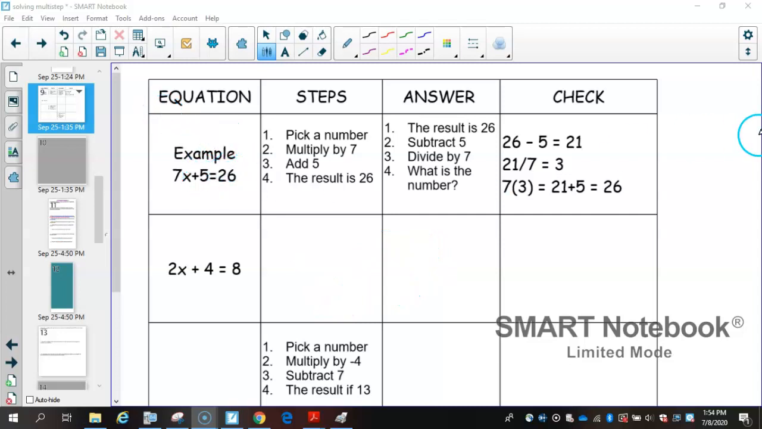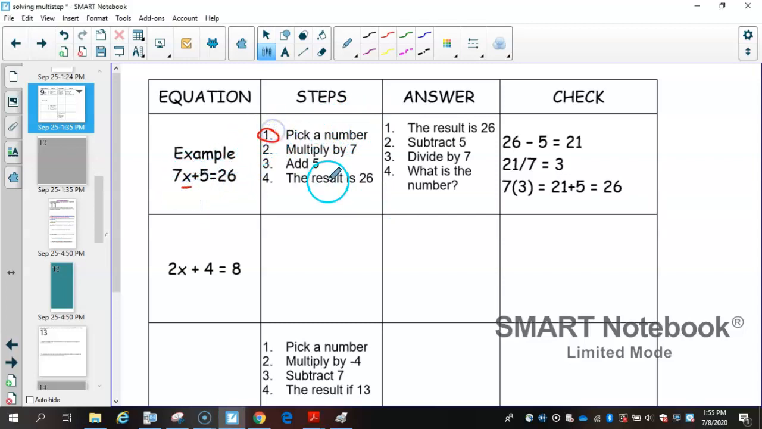So I'm going to go over this first example in this first row. So it gives you the equation. That's your example equation. And then they want you to write out these steps. Well, in these steps, or in this column, step 1 is always pick a number. That pick a number is like your variable. You could replace that and say pick a variable, anything to that nature. So pick a number. So that's your x.